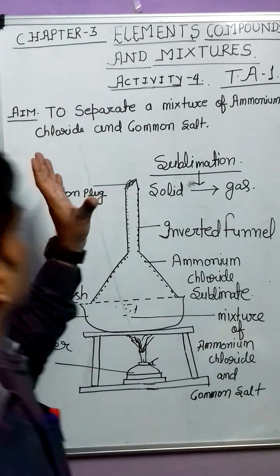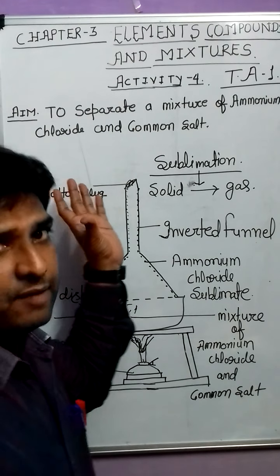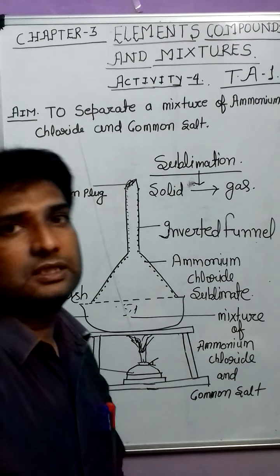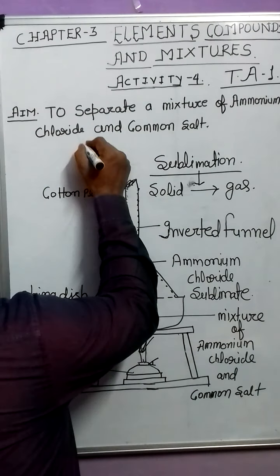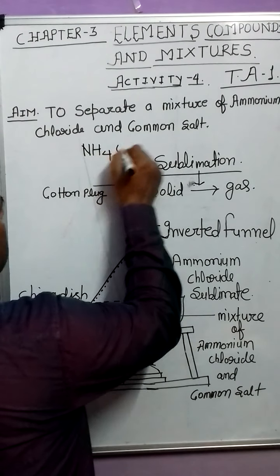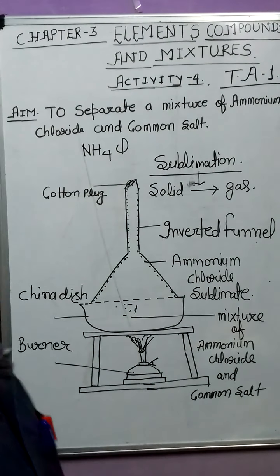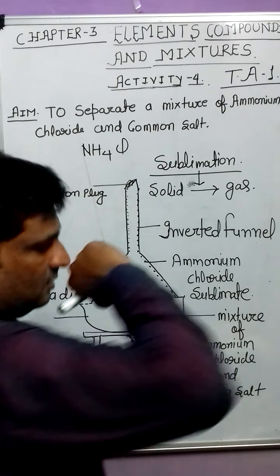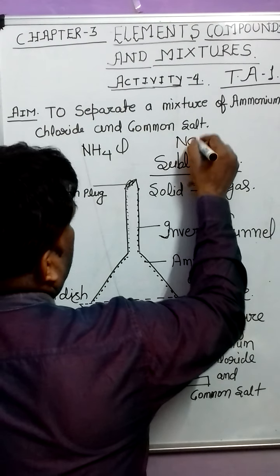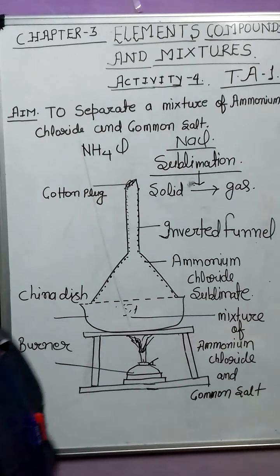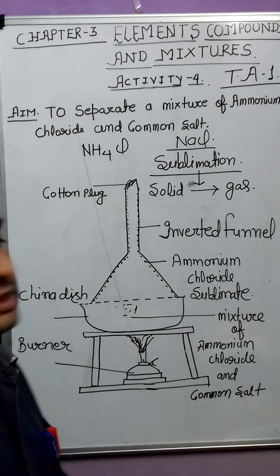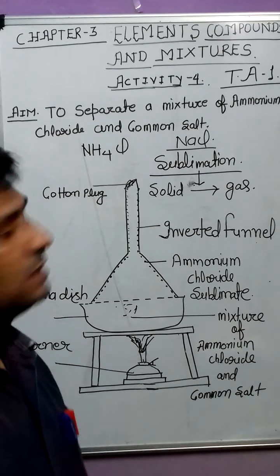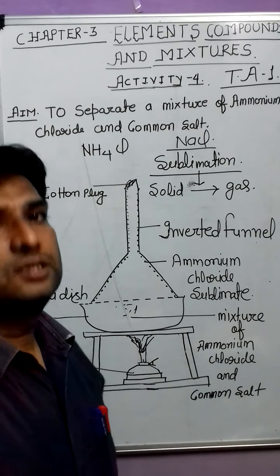First we have to write the aim: to separate a mixture of ammonium chloride and common salt. The formula of ammonium chloride is NH4Cl, and common salt is NaCl, which we use in the kitchen.